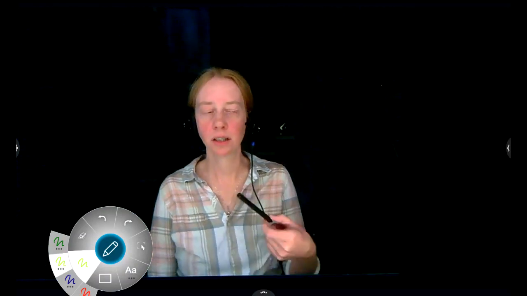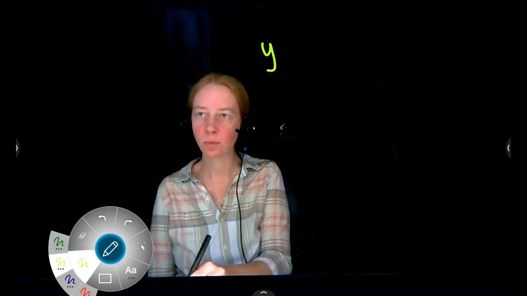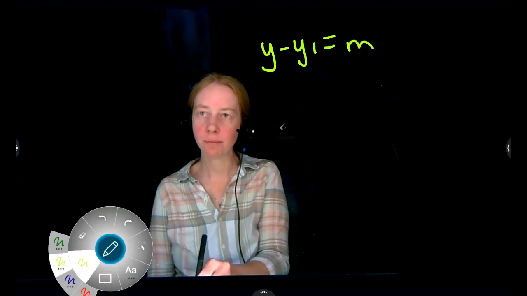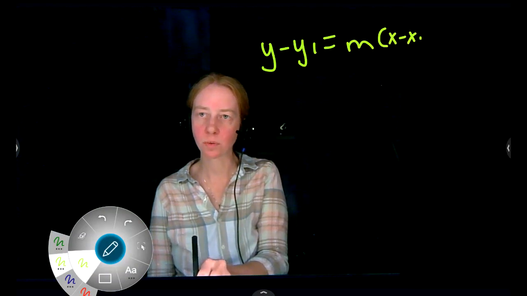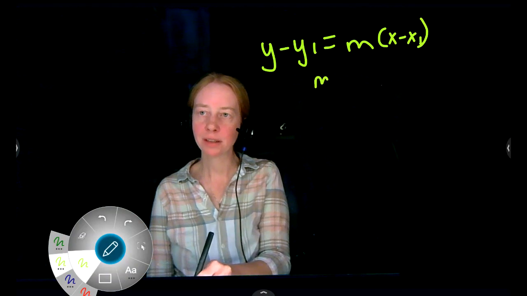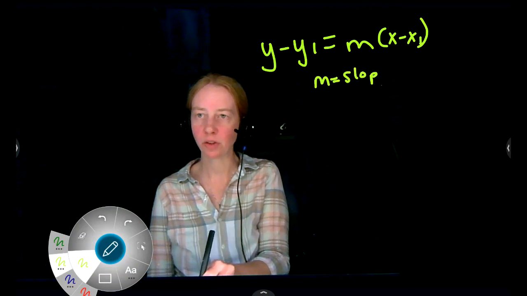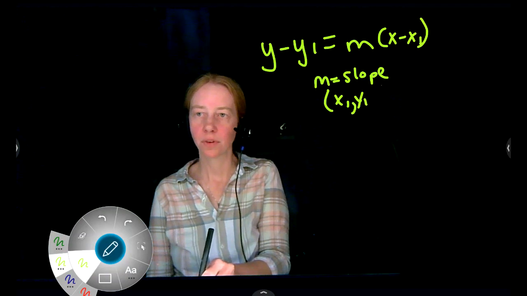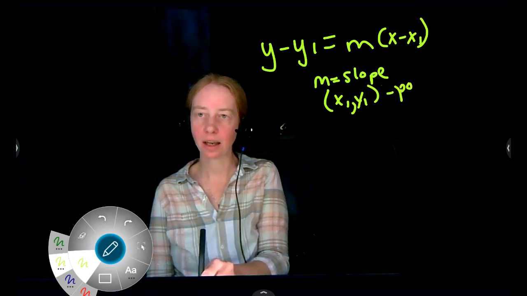Alrighty, so we're going to do two things in this lesson. First, we're going to learn what point slope form is. This is what point slope form looks like: y minus y1 equals m times x minus x1. m is the slope, just like what you've been doing, and x1, y1 are a point on the line.